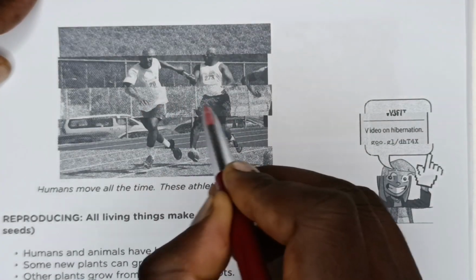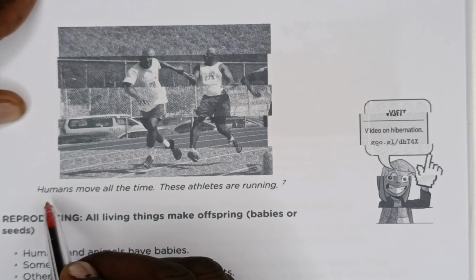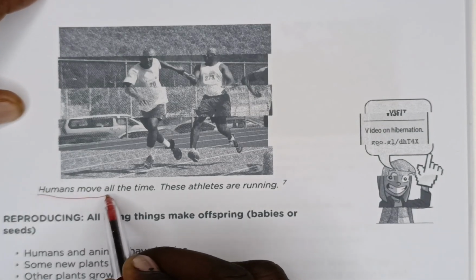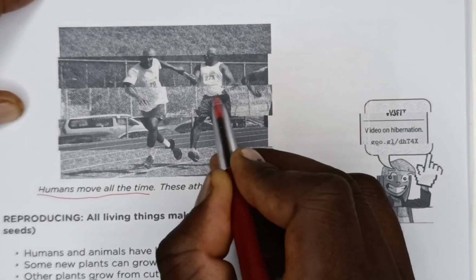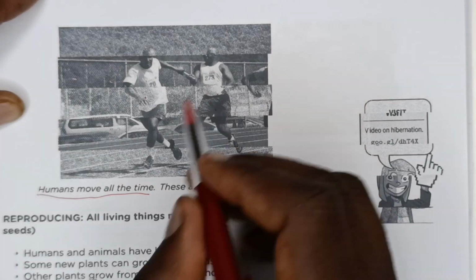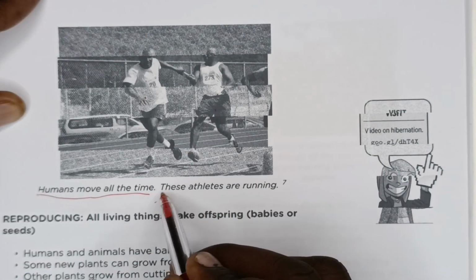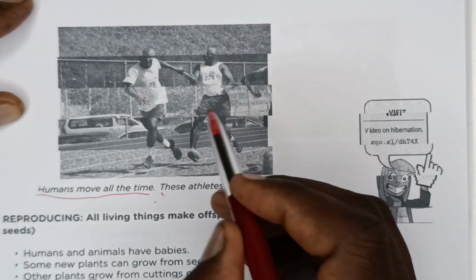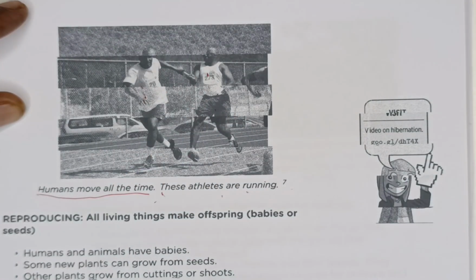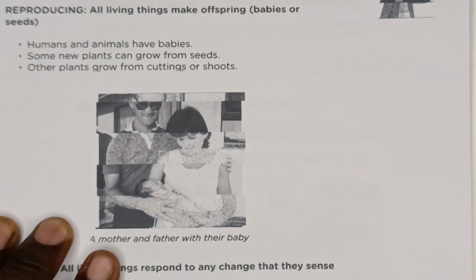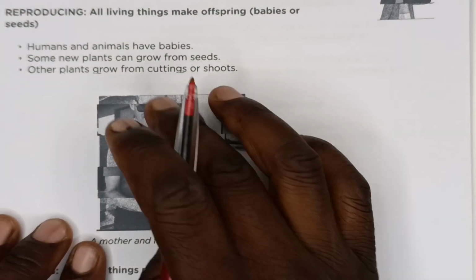So when we look at this picture, we see humans move all the time. These are athletes and they are running. So this is movement. These athletes are running. They are moving. All right, we move to the second aspect. We said we have got 7 of them.